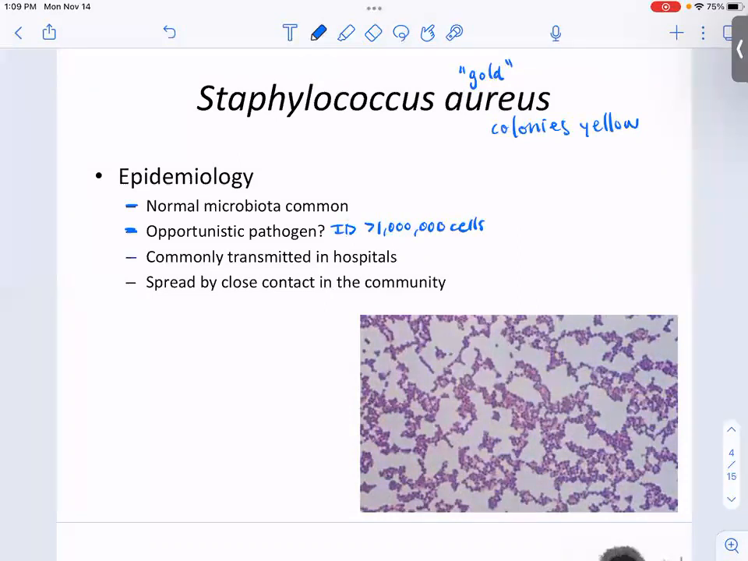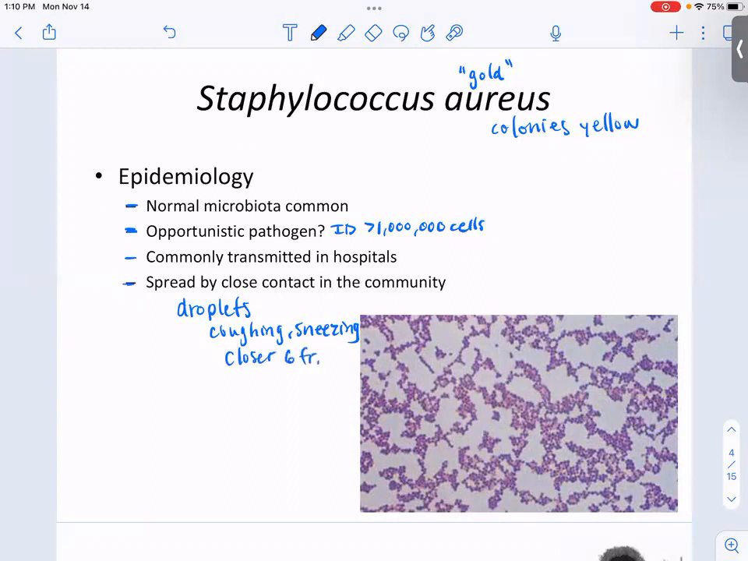Pretty commonly transmitted in hospitals. Biofilms can form on implants, for example, or catheters. Oftentimes we have to remove the implants when that happens. But it's also just spread by close contact in the community. So it's spread by droplets. So those are sort of the large droplets when we cough or we sneeze. Again, closer than 6 feet.